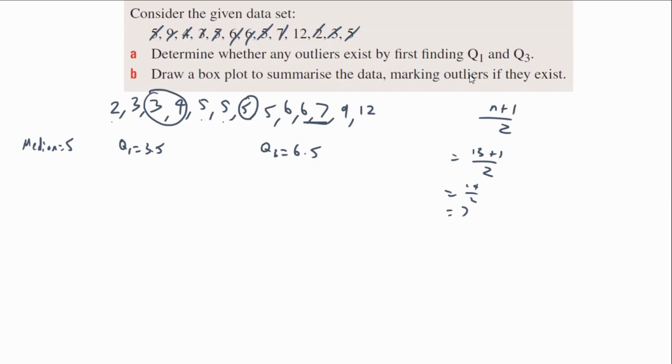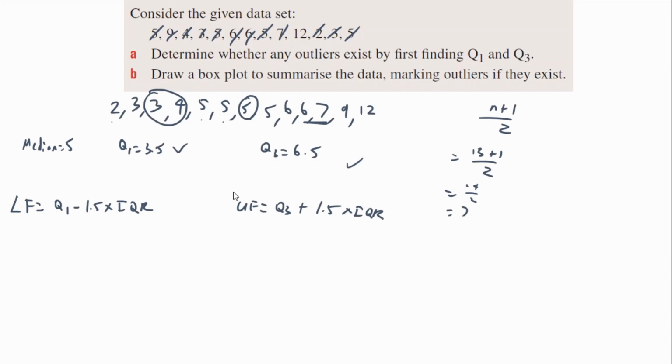It says first find Q1 and Q3. We've done that. Now we need to determine if there are any outliers. So we need to find the lower fence and the upper fence. Let's start with the lower fence. The formula was lower fence equals Q1 minus 1.5 times IQR. I'll just write the upper fence formula there as well. It's just the other way, except using Q3, so Q3 plus 1.5 times IQR. Just make sure you have that formula somewhere down in your books.